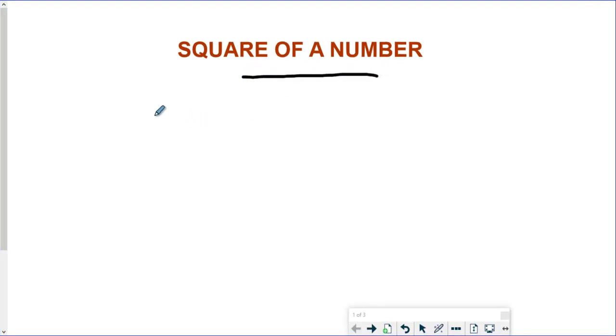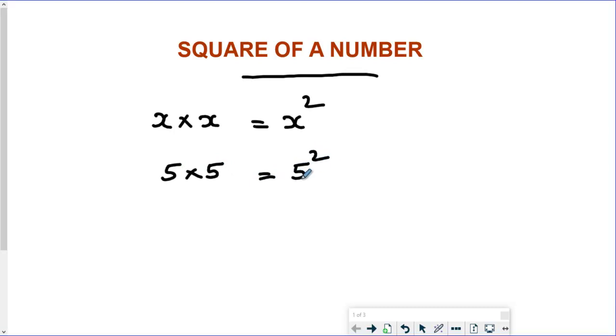We know that, what is the square of a number? If a number is multiplied by itself, then that is called the square of the number. That is, here x square is the square of the number x. For example, if you take 5 into 5, that is called the square of the number 5. The square of the number is 25.